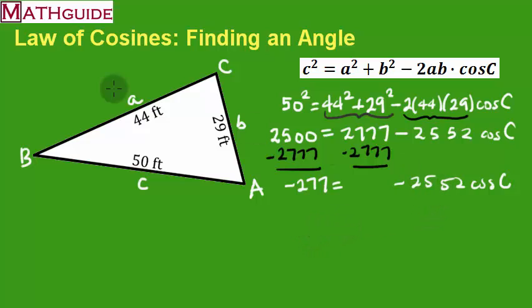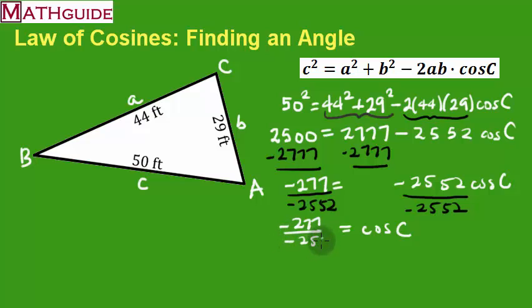Now to cancel this, I've got to get rid of it since it's being multiplied by the cosine of C. I divide both sides by the negative 2552. So what am I going to get? I'm going to shift it over here a little bit to the left, but I'm going to get cosine of C, because these cancel. I'm going to get a decimal number, but I'm not even going to mess with it. I'm going to leave it 277 over minus 2552.